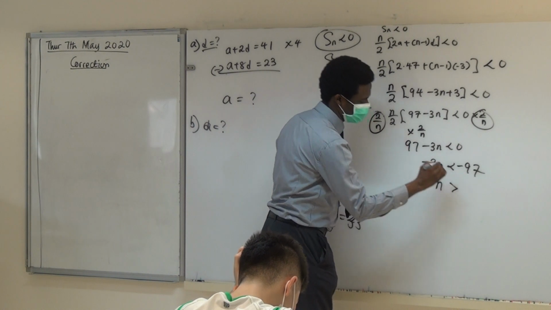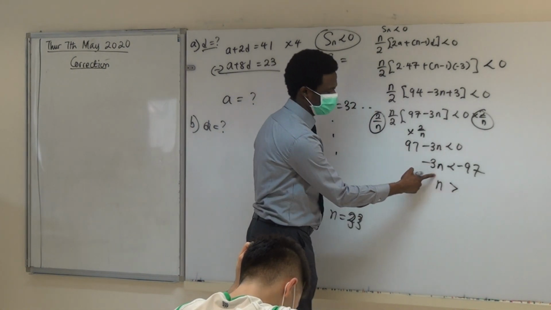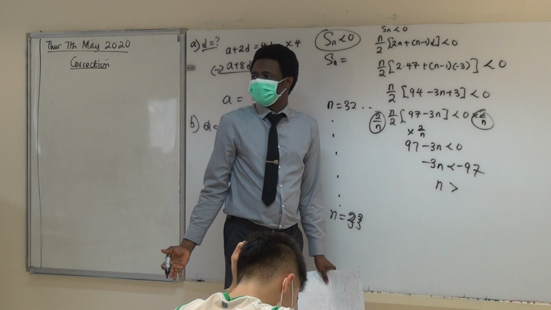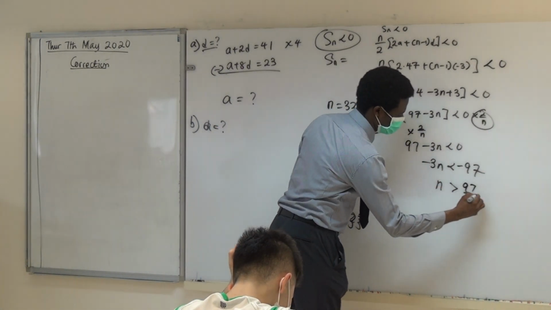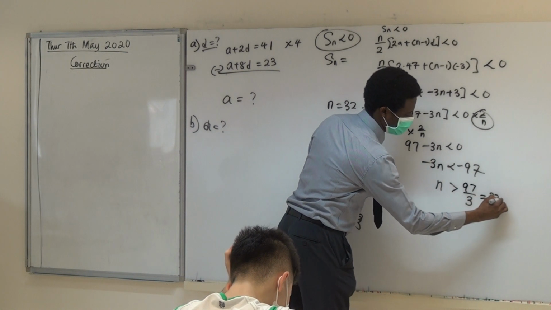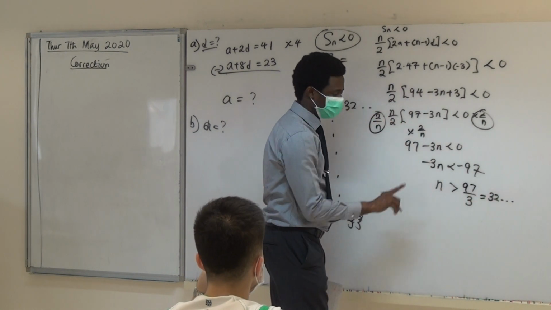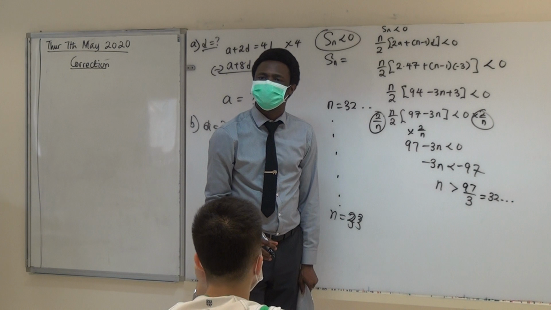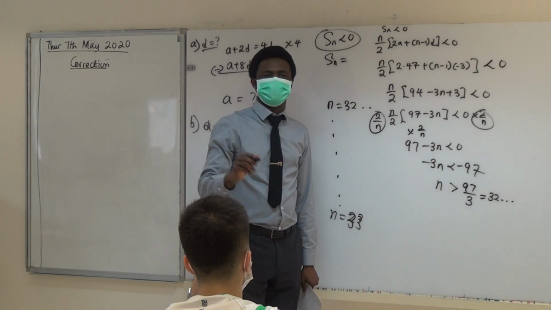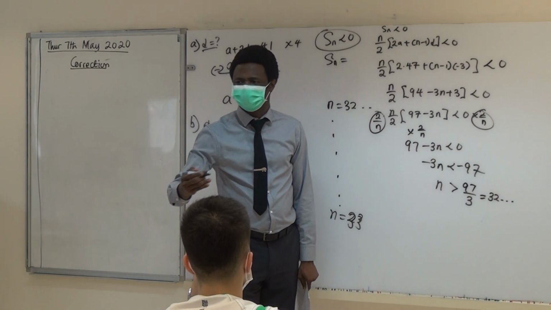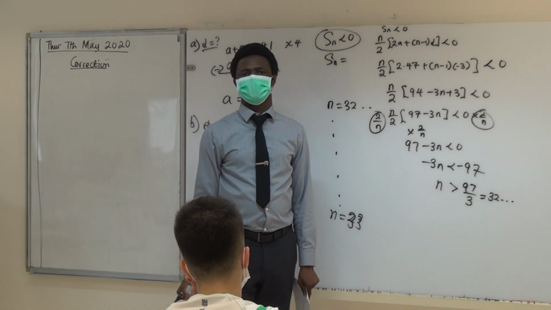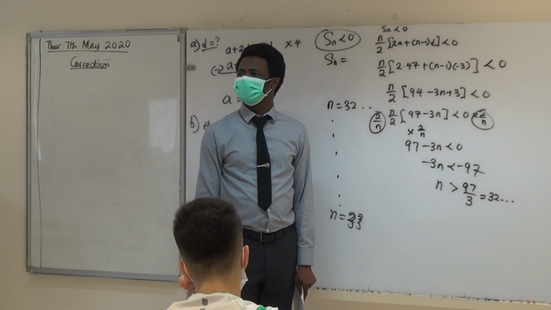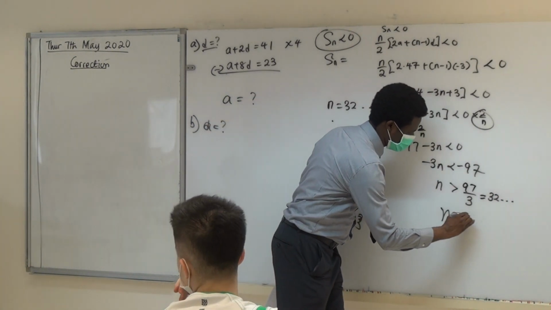Then n will be greater, right? Because now you are dividing by a negative. Simple inequality, right? Then n will be greater than 97 over 3. And this is 32 point some decimals. So if n is greater than 32 point something, then n will start from 33, 34, 35. That's why the question says the smallest of them. Okay? So the smallest of them will be n equals 33.